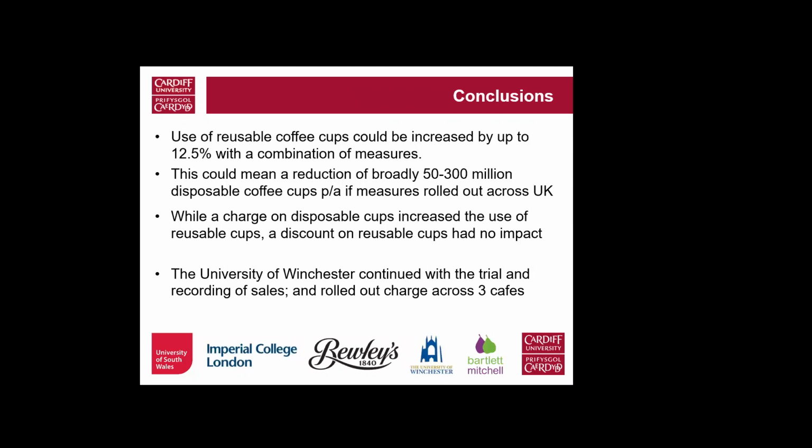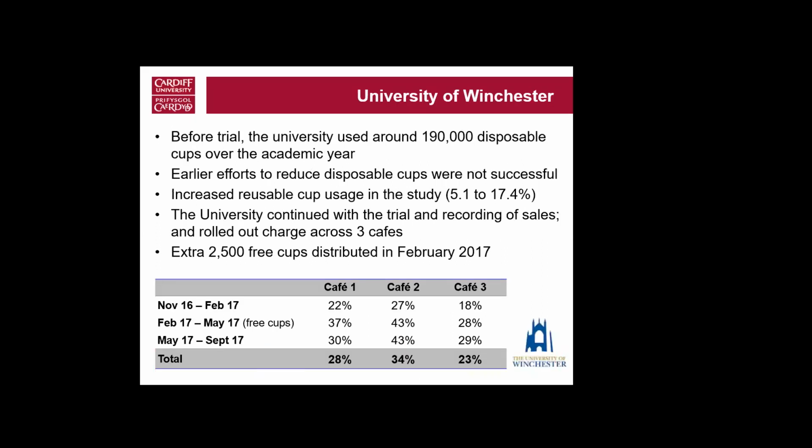And then because it was so effective, they rolled it out across the 3 cafes. Now, before the trial, the university used around 200,000 disposable coffee cups over the academic year, which is perhaps not an awful lot, but the University of Winchester is a relatively small institution. But they had made a number of efforts to reduce disposable cups, but they were not really successful. So they increased it by a few percentage points, but nothing more than that.